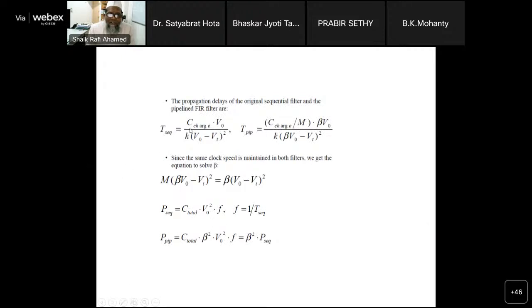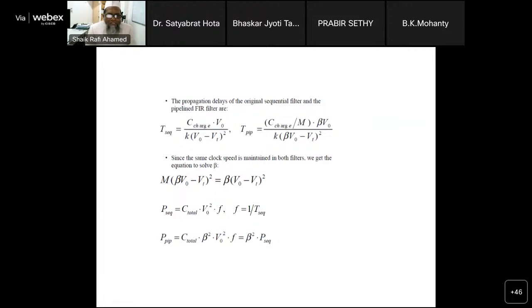Now, actually here this C charge is divided by m, which means you get this m factor in the denominator. So the propagation delay of this pipeline system is 1/m times that of the sequential system. The propagation delay of the pipeline system is much less, which means the throughput is more.